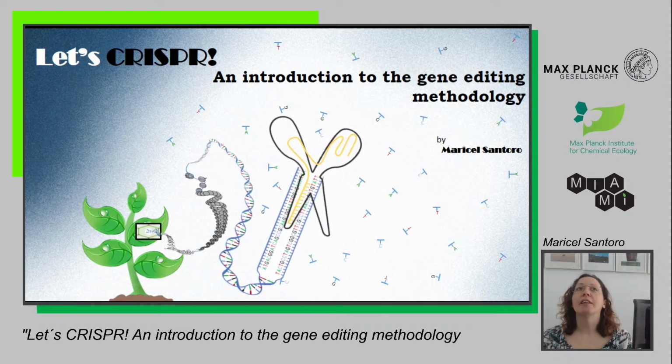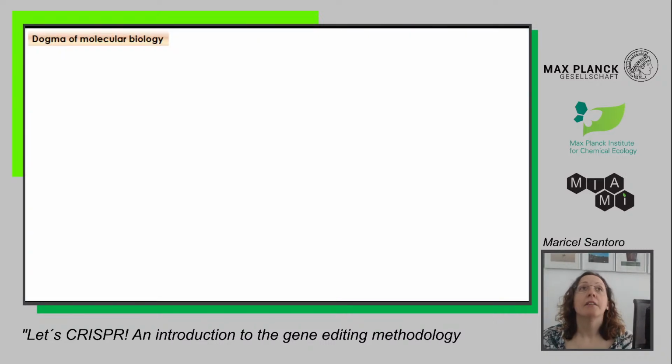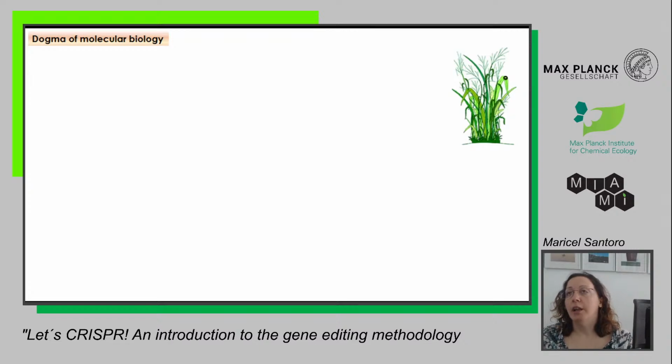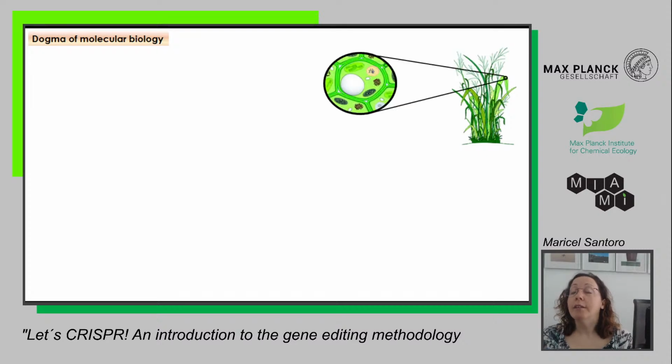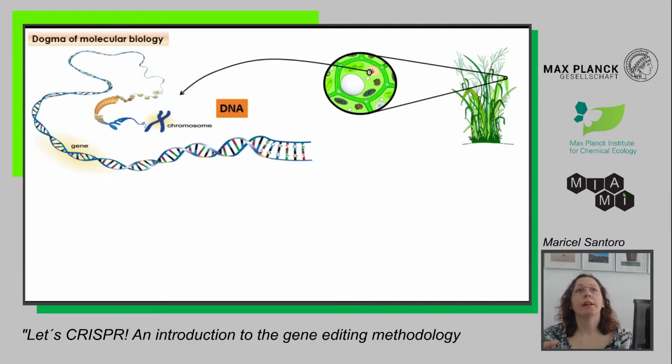So let's start with Let's CRISPR, an introduction to the gene editing methodology. So why is manipulating DNA so important, why is the DNA so important? Since we know a lot of organisms in the world, like plants, animals, bacteria, and fungi, they all have DNA. And the DNA is actually stored in the cells in a small compartment, which is the nucleus, and it's coiled to be able to fit in this compartment.